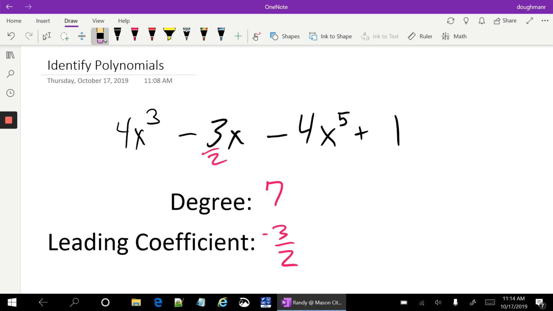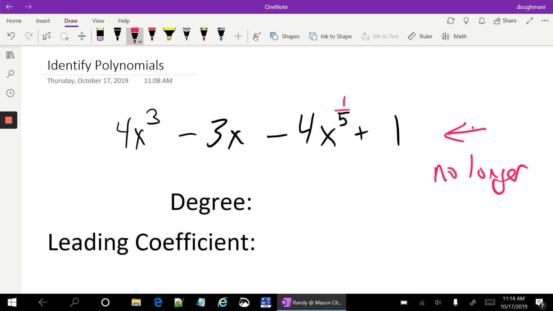Okay. Now all of a sudden I'm going to throw a term in here. How about if I throw a term here and I put a 1/5 power there? This is no longer a polynomial function.